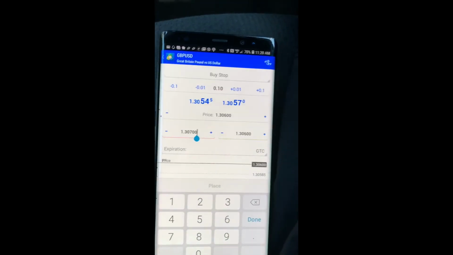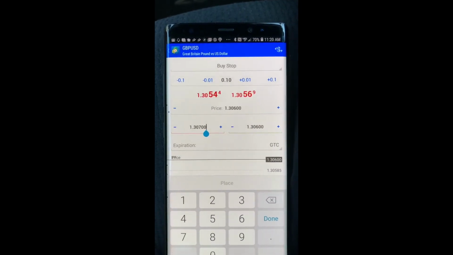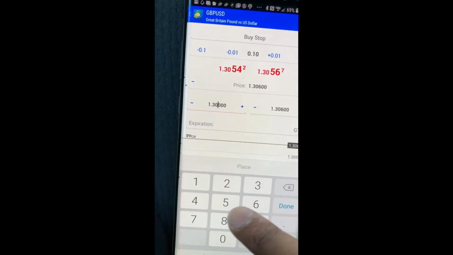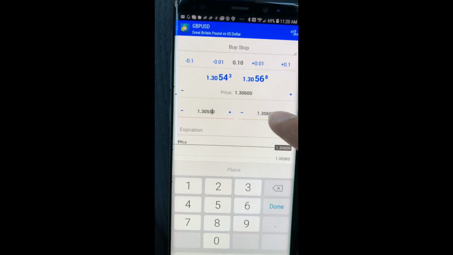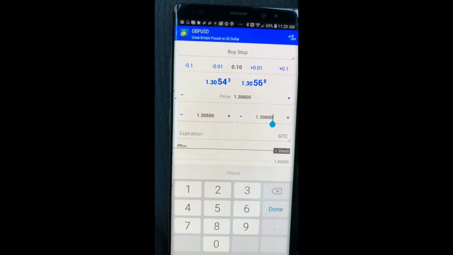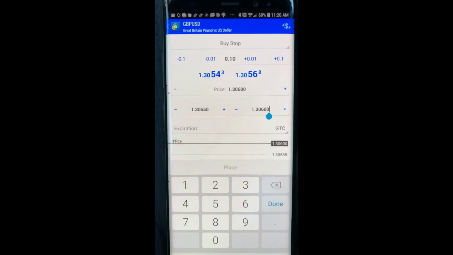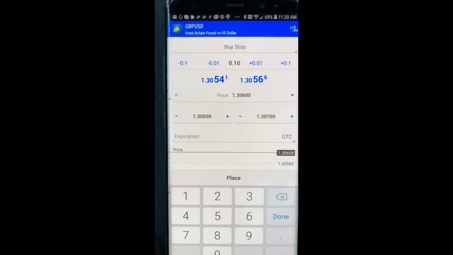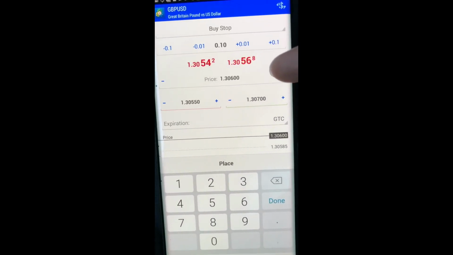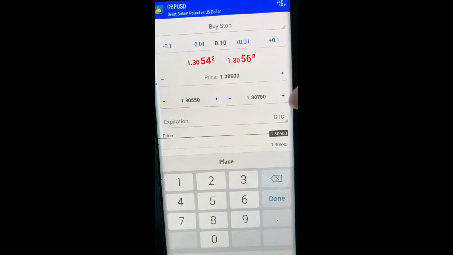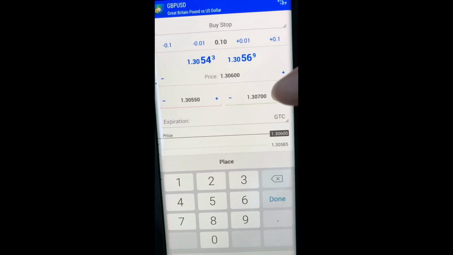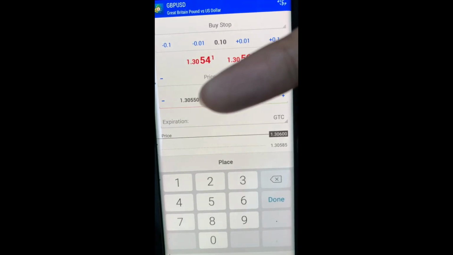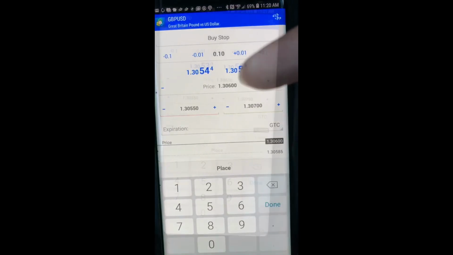My stop loss on the red line, because it's a buy, needs to be below the entry price, so 3055. And then my take profit, because it's a buy, would be above the entry price, 1.3070. So you can see my entry price is above the current price, so is my target profit, because it's a buy. It's above the entry. And then my stop loss is below the entry.